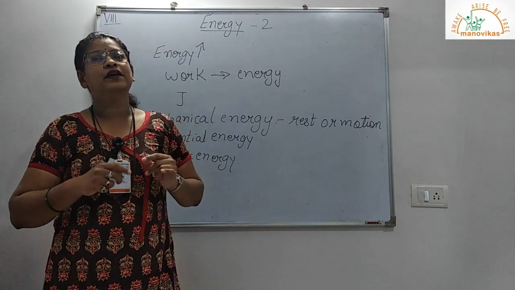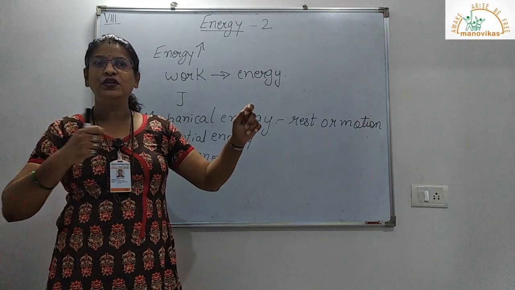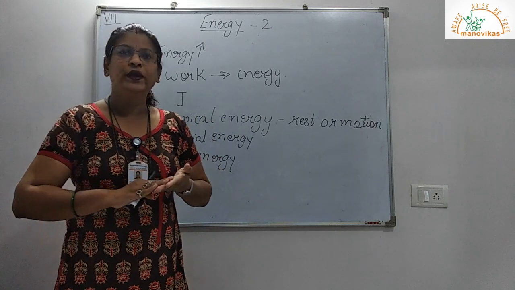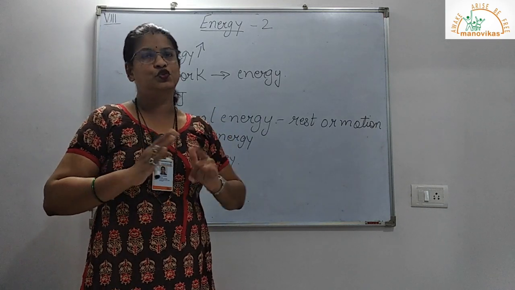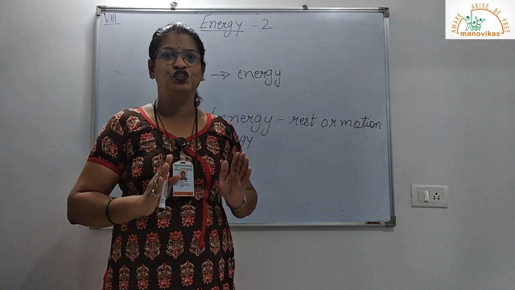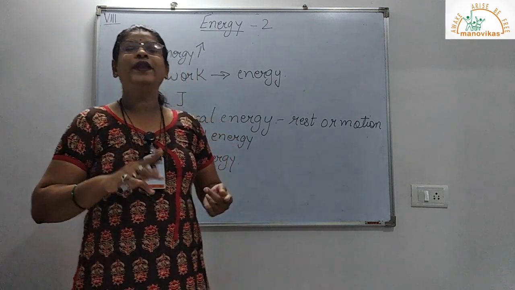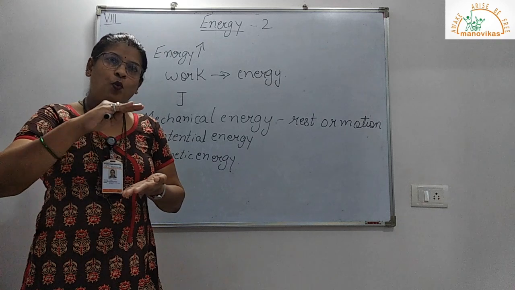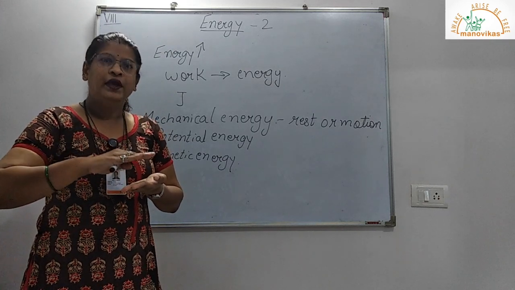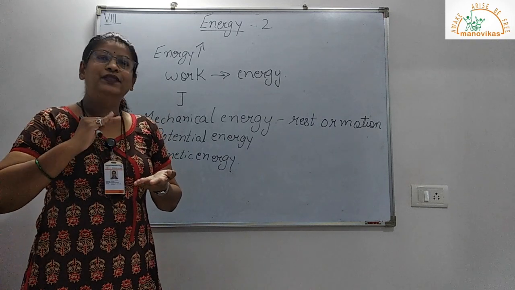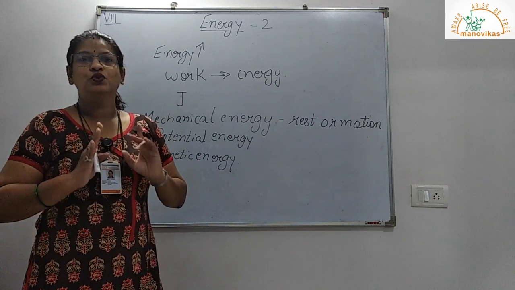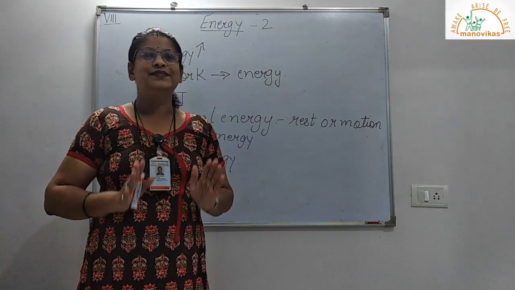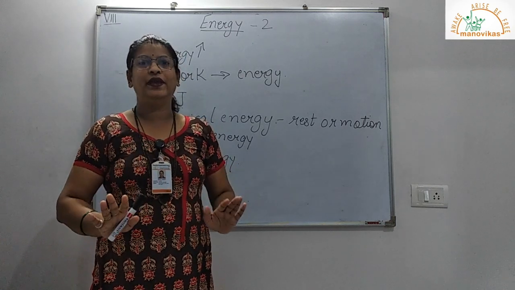If we consider a stretched bow, in stretching a bow, work is done. This work done is stored in the bow in the form of energy. So the stretched bow is said to possess potential energy. Similarly, when a spring is being compressed, work is done on it. This work done is stored in the form of energy in the spring. Therefore, the stretched bow and the compressed spring are both examples of elastic potential energy.